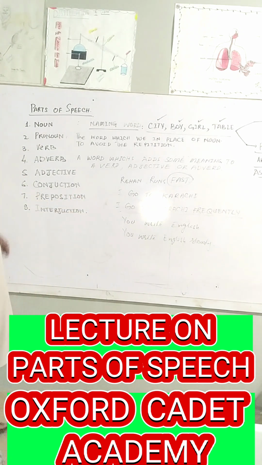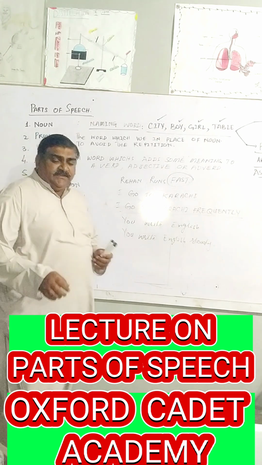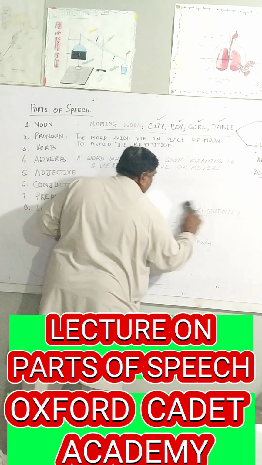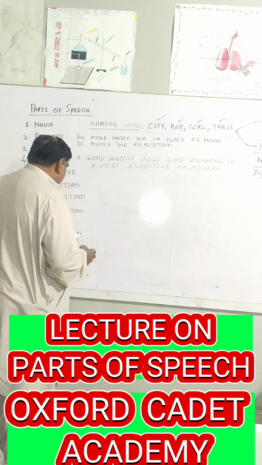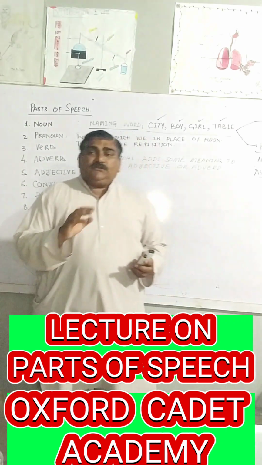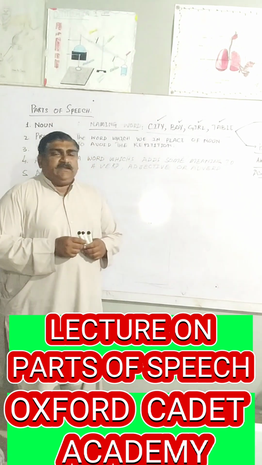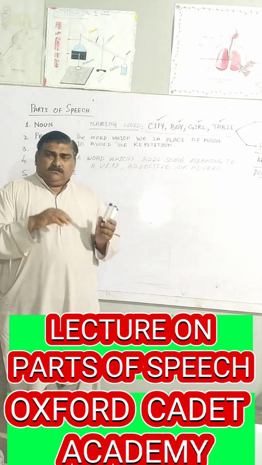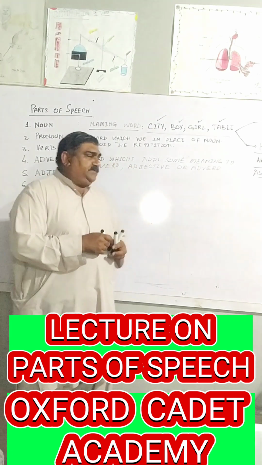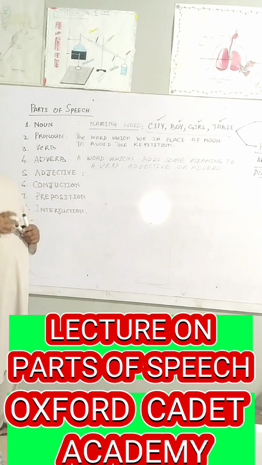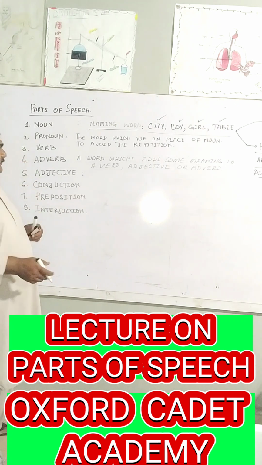Now, our fifth part of speech is adjective. Now I'm moving towards adjective. Adjective is a word which shows the quality of someone, or we can say the merits or demerits, good habits or bad habits. So an adjective is a word which also adds meaning to the word.